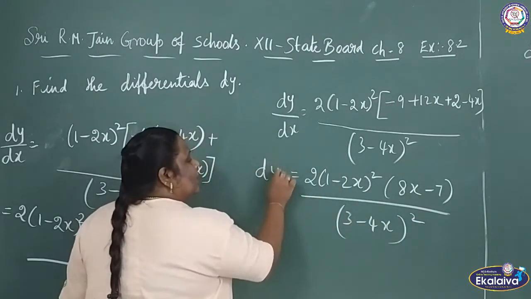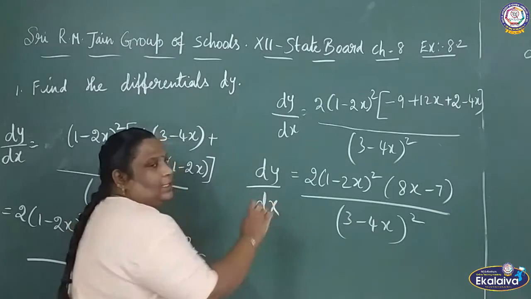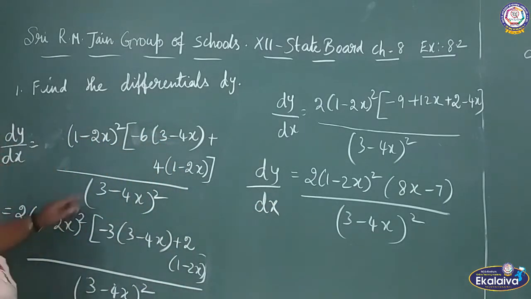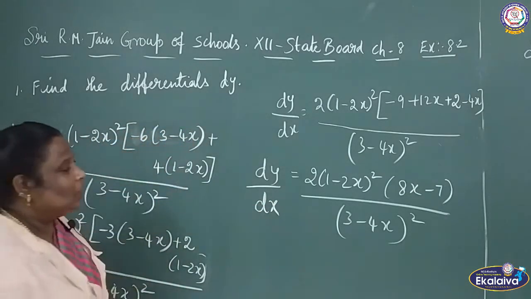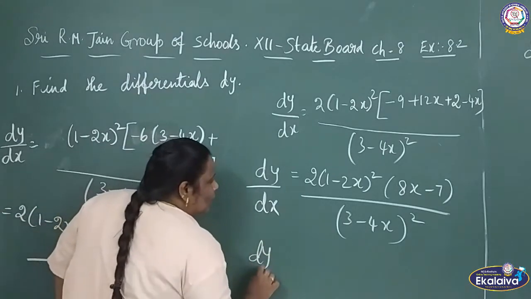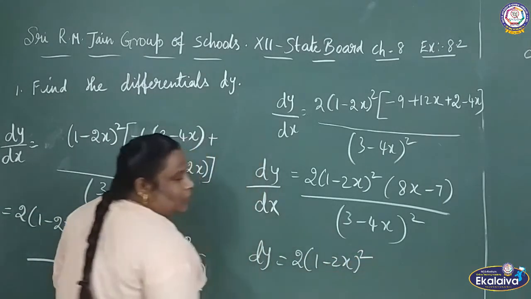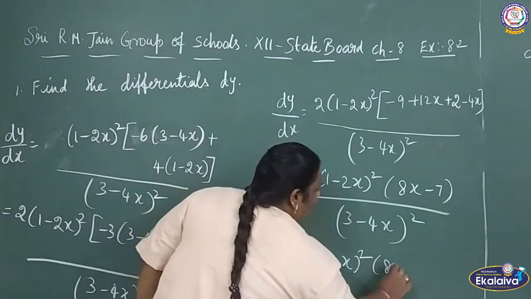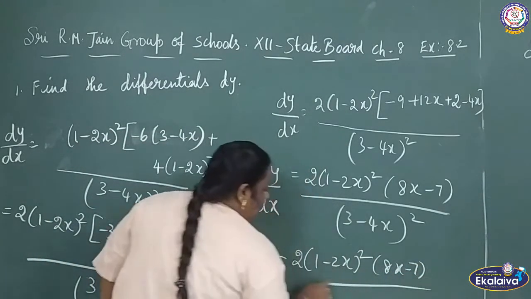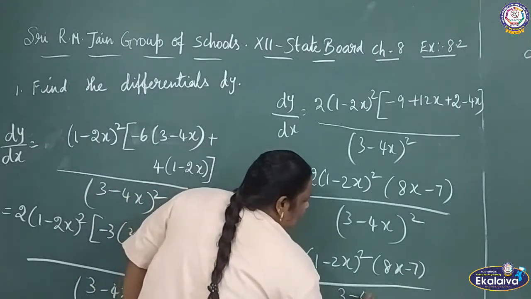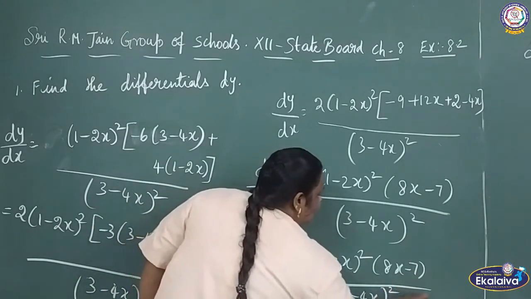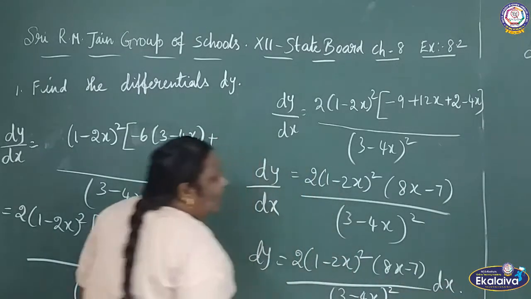It is dy by dx. They are asking about the value of dy. So, dy equals 2 into (1 minus 2x) the whole square into (8x minus 7) by (3 minus 4x) the whole square into dx.